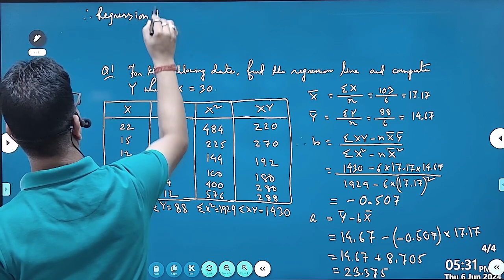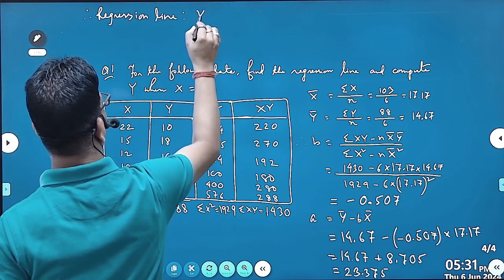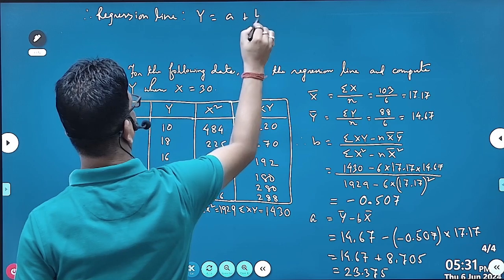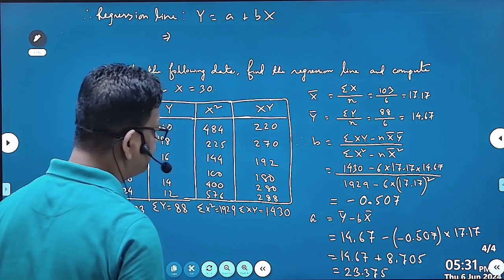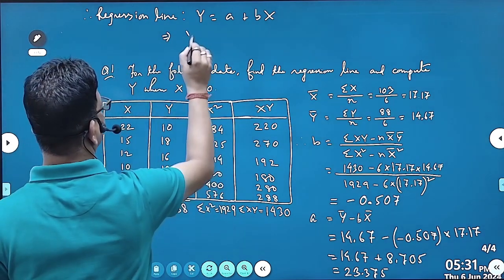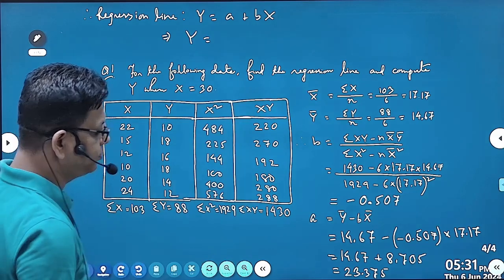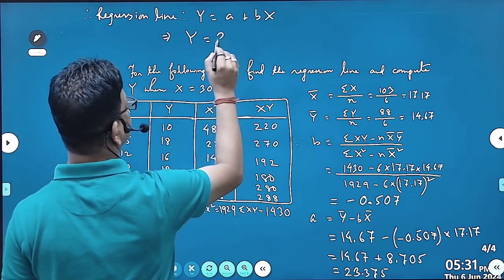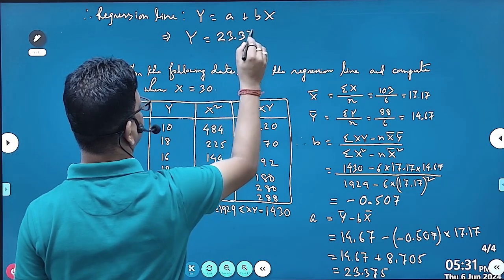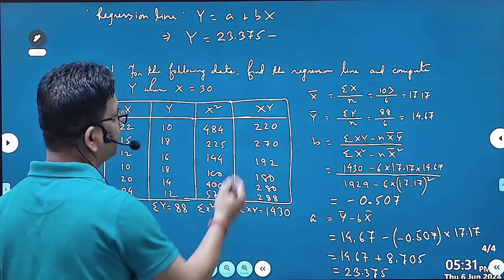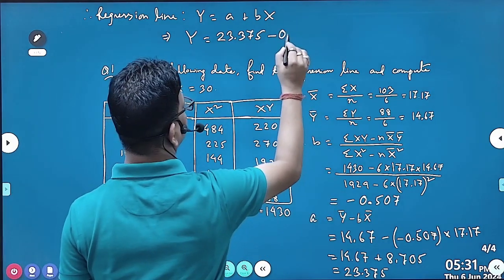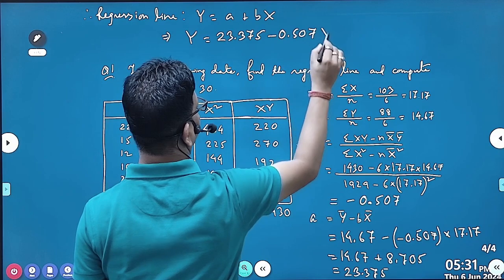Therefore, the regression line, as I told you, is y equal to a plus bx. Okay, you put it y, so y will remain y only. A we got 23.375. So 23.375 plus b. B itself is negative, so it will be plus minus minus 0.507x.